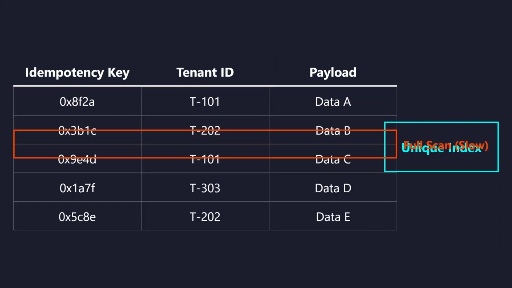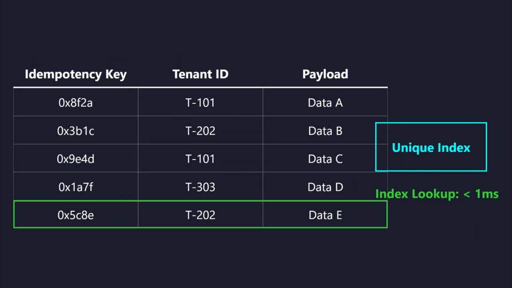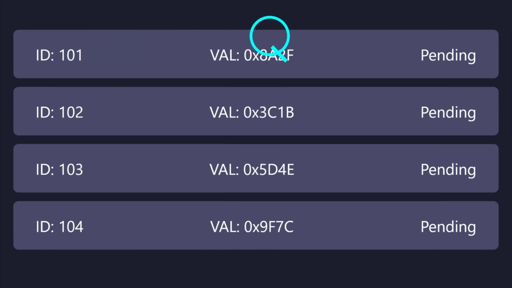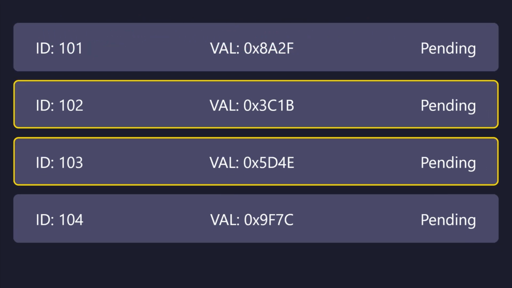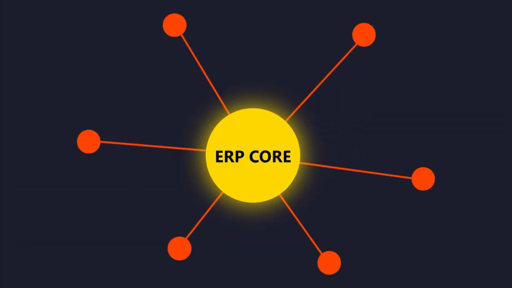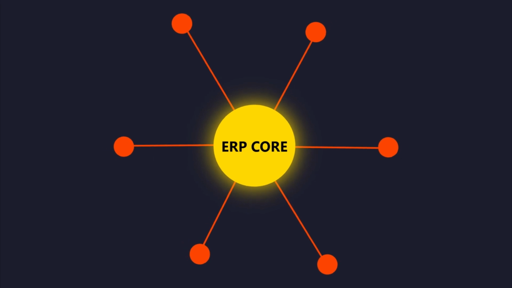Create a unique index on the idempotency key and the tenant identifier combination to ensure the database can perform lookups with sub-millisecond latency. Before going live, verify that your idempotency table has proper indexes, an automated cleanup job, and that your logic handles the started status correctly.